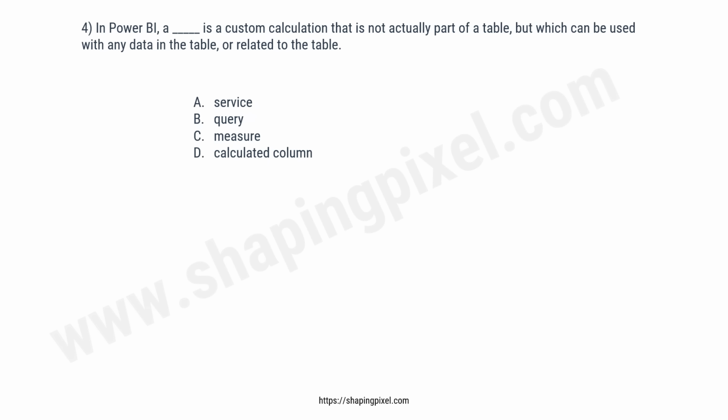Question number 4. In Power BI, a dash is a custom calculation that is not actually part of a table, but which can be used with any data in the table or related to the table. And we have four options: service, query, measure, calculated column. The right answer here is option C, measure.